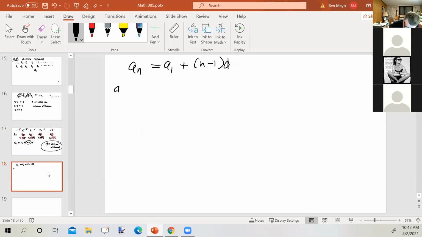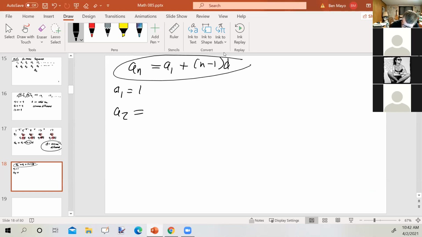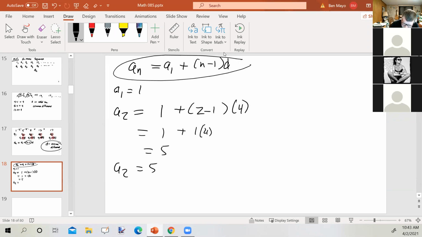So a sub 1 is 1. Okay. A sub 2 would be, and now I'm going to use this formula, a sub 1, which is 1, plus n minus 1. What's n? n is 2. 2 minus 1 times the common difference, which is 4. So that would be 1 plus 1 times 4, which would be 5. So a sub 2 is 5.